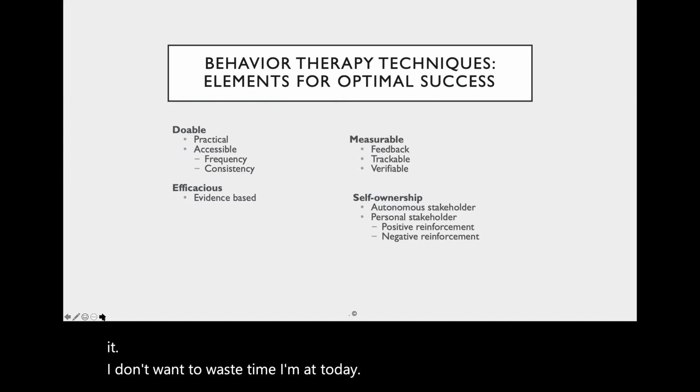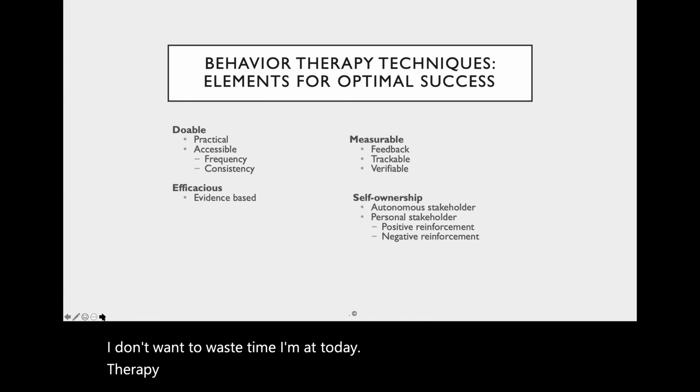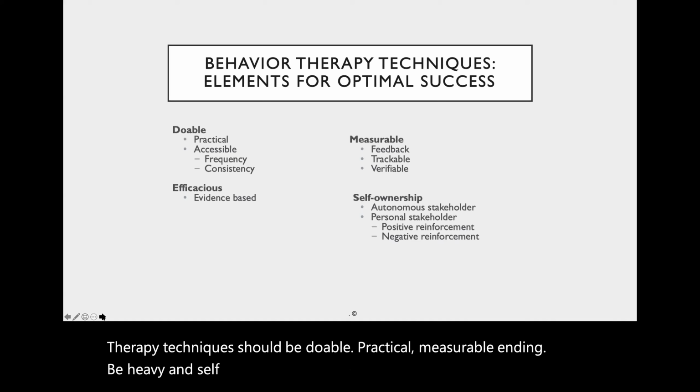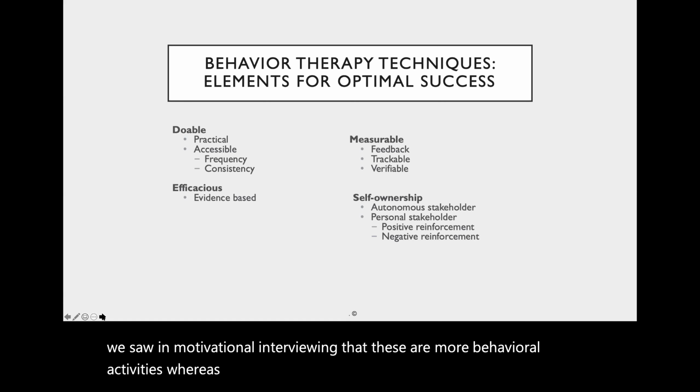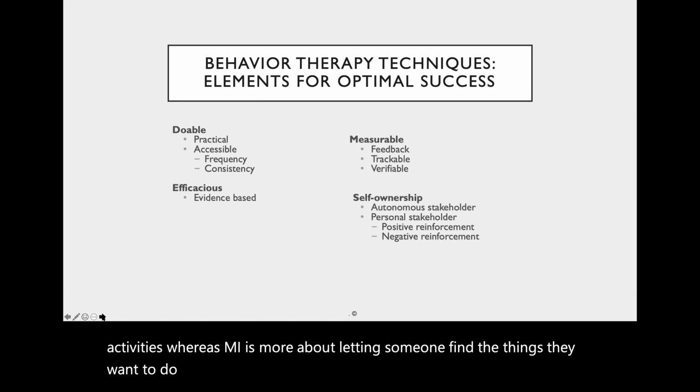So behavioral therapy techniques should be doable, practical, measurable, and heavy on self-ownership. This doesn't sound a lot different than what we saw in motivational interviewing, but these are more behavioral activities, whereas MI is more about letting someone find the things they want to do and helping them strategize around action plans that are implementable for them.